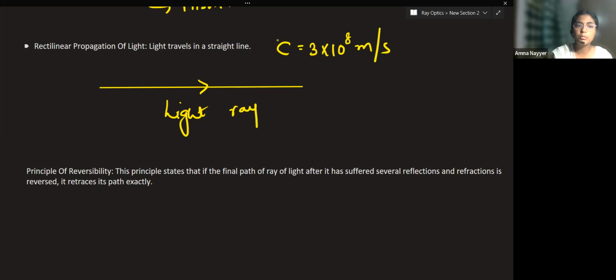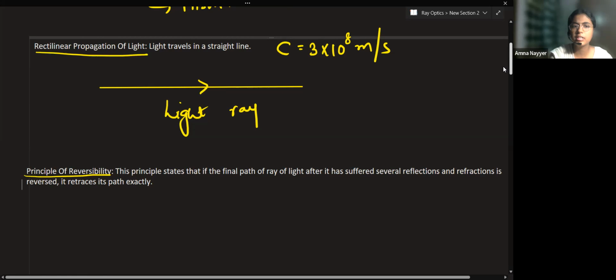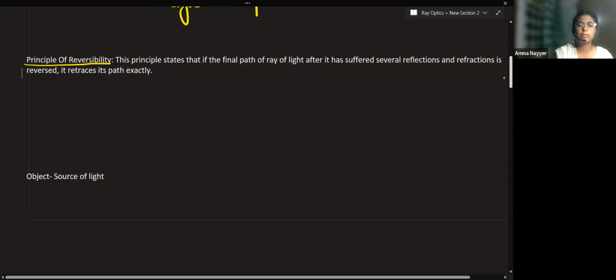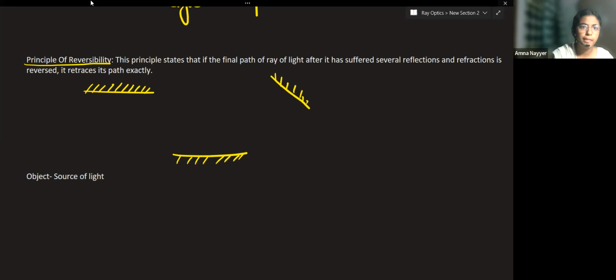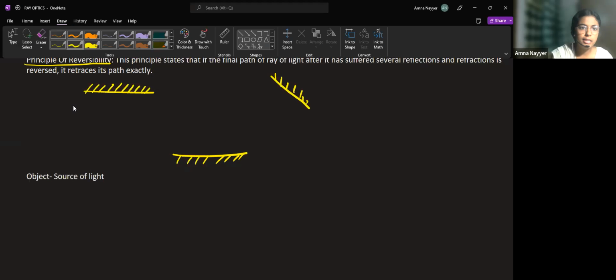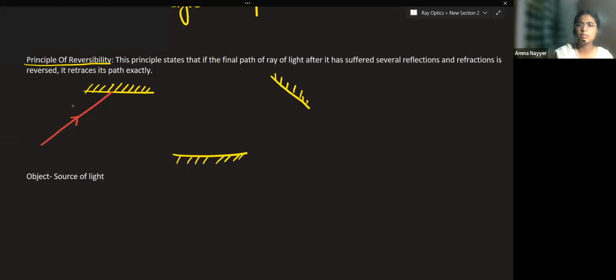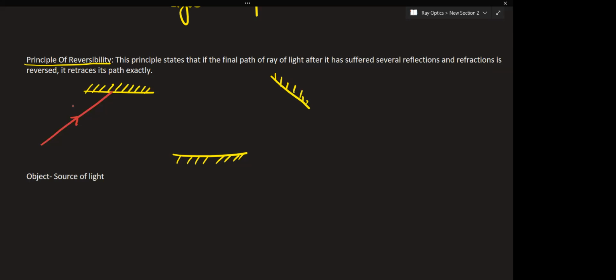Second term you have, first was rectilinear propagation of light, second term is principle of reversibility. Now see, principle of reversibility can be best understood with the help of an example. Let's say I have a mirror over here, I have a mirror here also, and I have kept a mirror like this. Now, certain rays have struck this surface. This is a plane mirror that has been kept. Plane mirror also we'll do, the properties and phenomena of plane mirror.